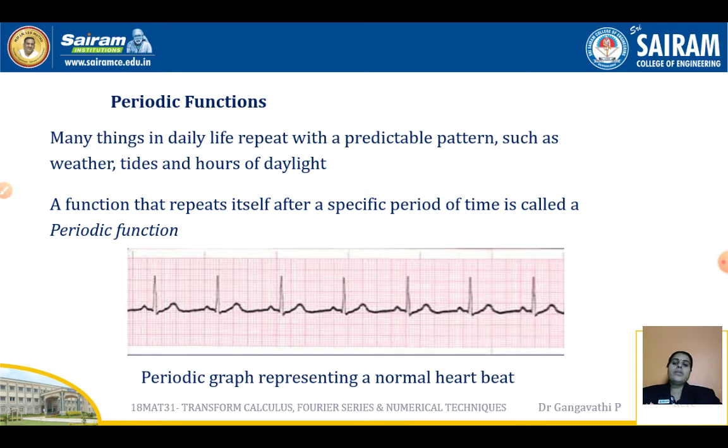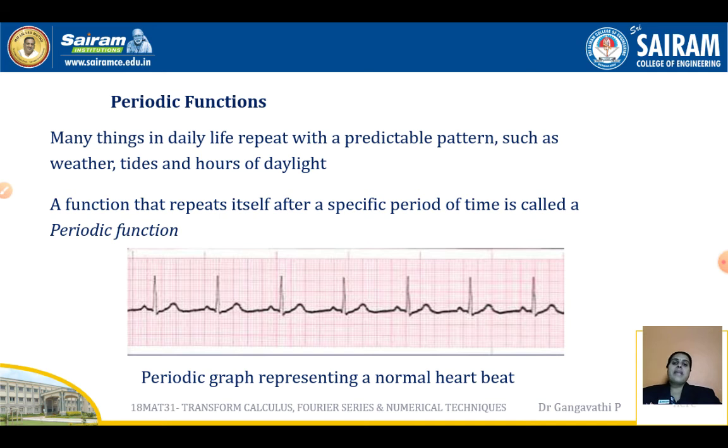We can imagine these as examples of a periodic function. So what exactly is a periodic function? A function that repeats itself after a specific period of time is called a periodic function. I'll repeat, a function that repeats itself after a specific period of time is called a periodic function.